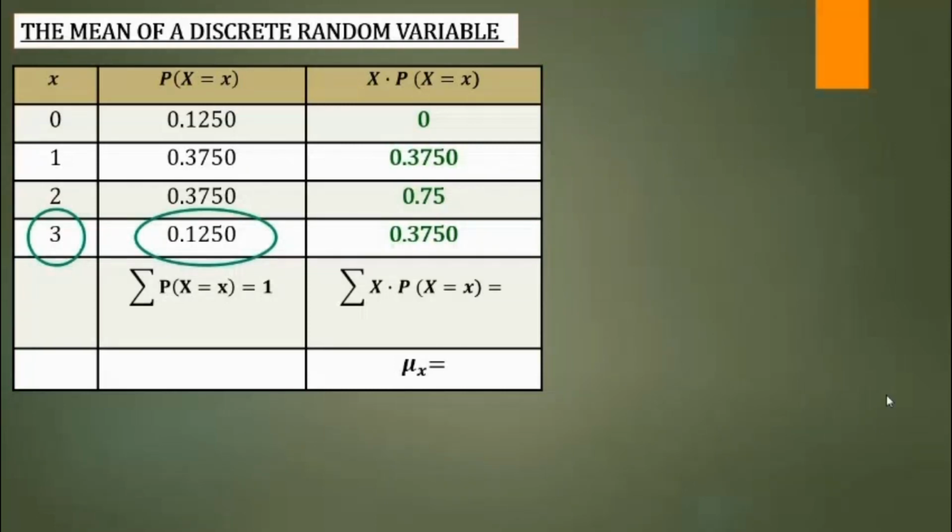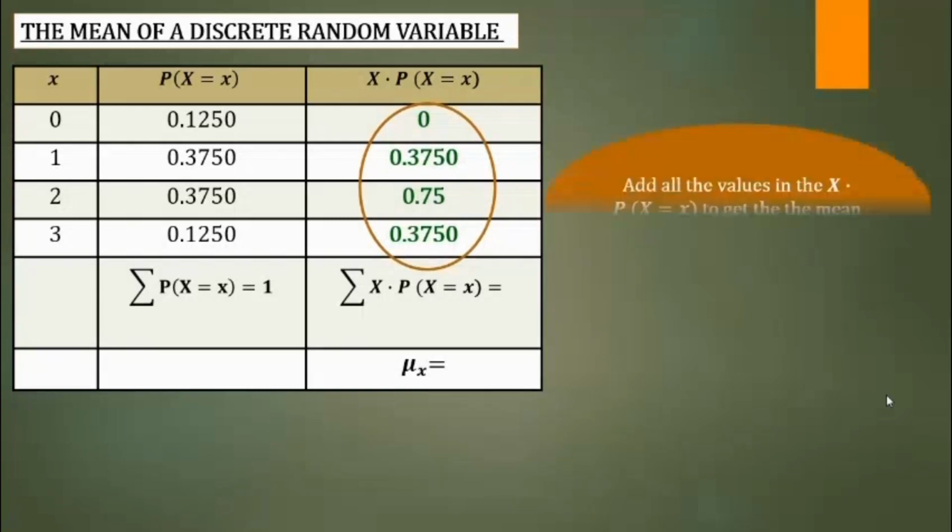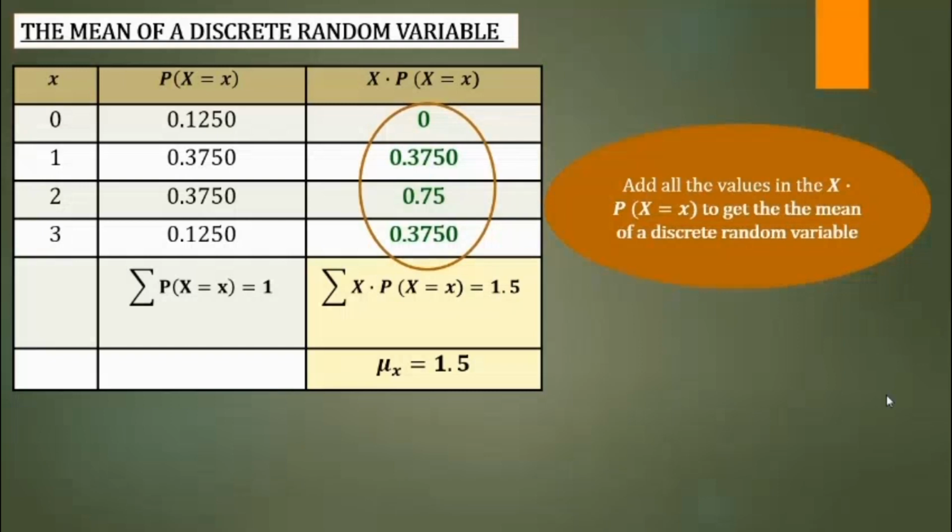Again, going back, in order for you to solve for the mean of the discrete random variable, you just have to get the summation of the product of the random variable x and the probability of the random variable x equals x. So you just have to add all the values in the third column. So that would be equal to 1.5. Therefore, the mean is equal to 1.5.